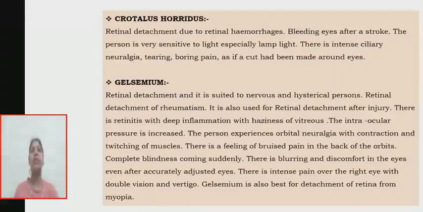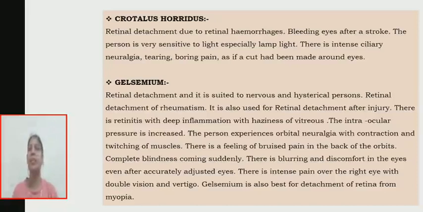Next is Crotalus horridus. Retinal detachment due to retinal hemorrhages. Bleeding eye after a stroke. The person is very sensitive to light, especially lamp light. There is intense ciliary neuralgia, tearing, boring pain as if a cut had been made around the eyes.